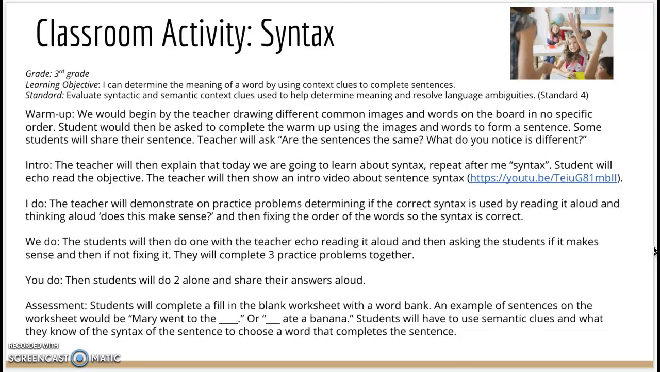It uses some examples. There's a person playing a student. The teacher pauses and asks the students questions. And then they would complete an I do, we do, you do.